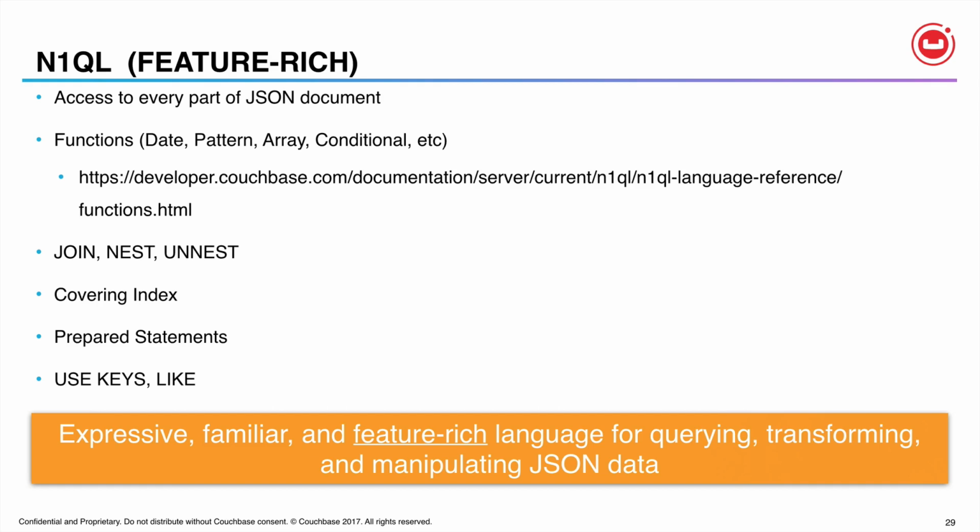Some things that might be unfamiliar to you are nest and unnest. Maybe you have a document that has an array in it. Maybe in your result set, you want flat results. You don't want to have to deal with results that have arrays. So you can use unnest, and that will flatten your results. Or if you wanted to go the other direction, you could use nest. You can work with prepared statements, covering indexes. You can work with a lot of cool stuff.